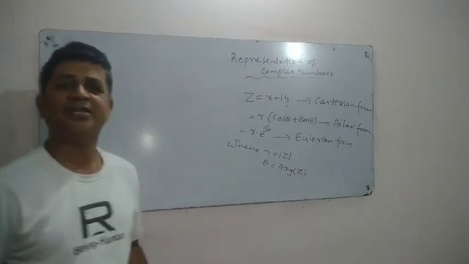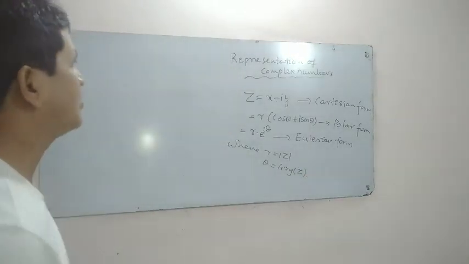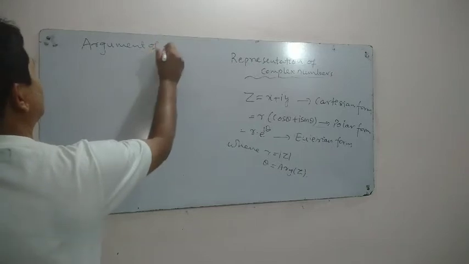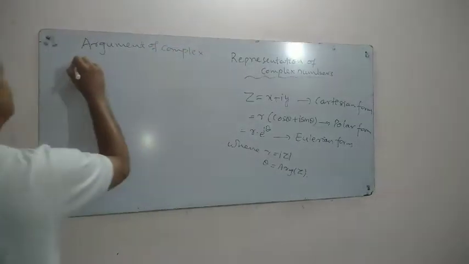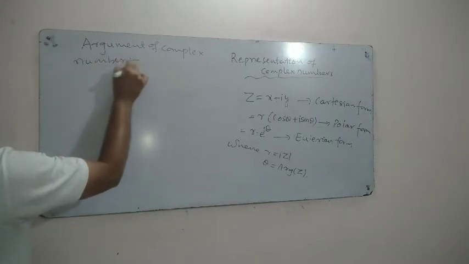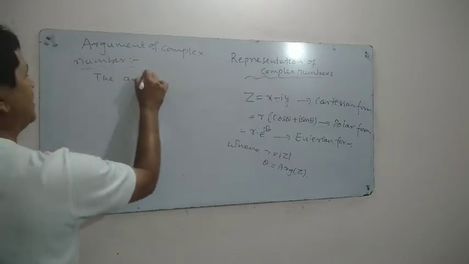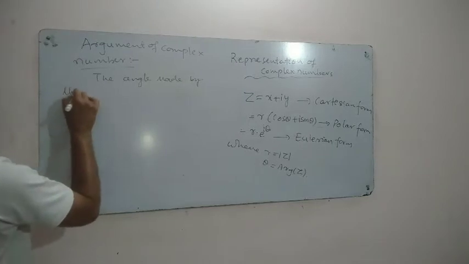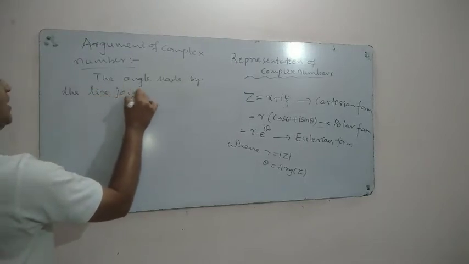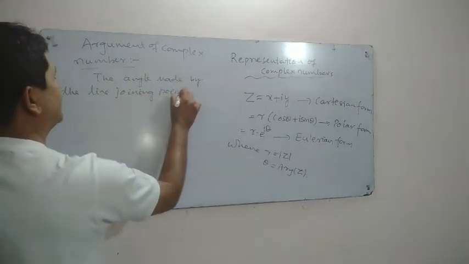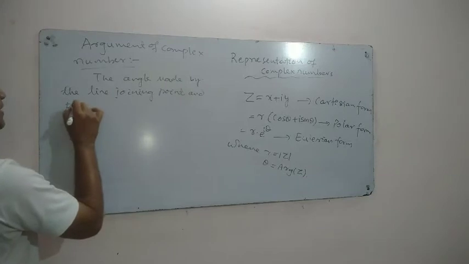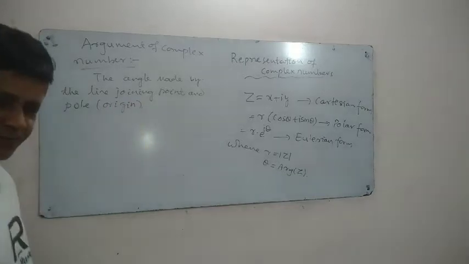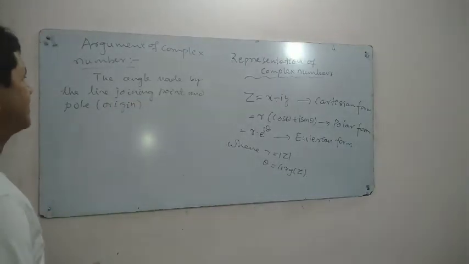Now we'll discuss what the argument of z is in this portion. Argument of a complex number: the angle made by the line joining the point and the pole, where pole means origin, with the positive direction of the real axis.